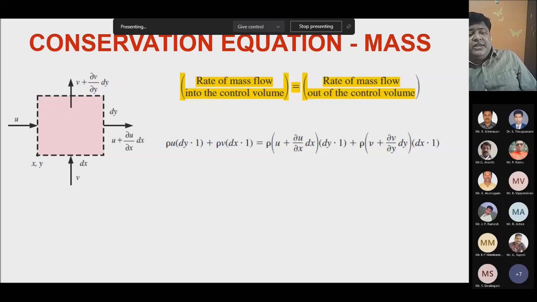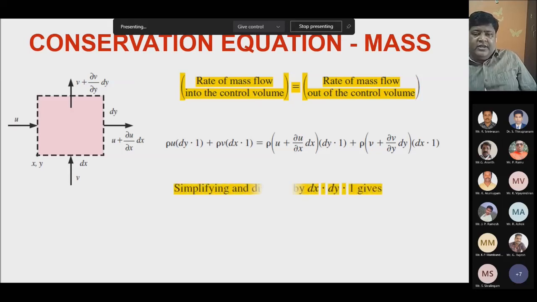Similarly, in the y direction, the mass flow rate is again rho AV. Rho is there, v is the velocity, and the area is dx multiplied by 1. When it is leaving on the right hand side, the term is rho into u plus dou u by dou x into dx, and the area is again dy into 1. Similarly, in the y direction, the mass flow rate out is rho into area dx into 1, into velocity v plus dou v by dou y into dy.